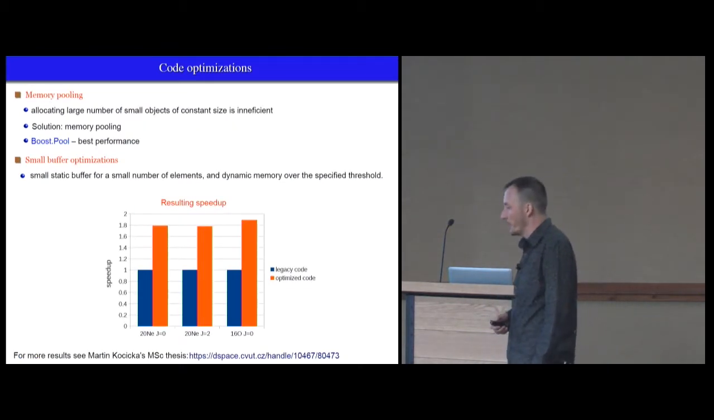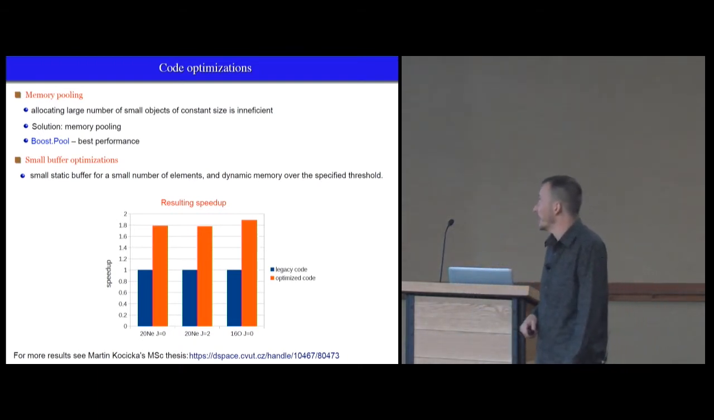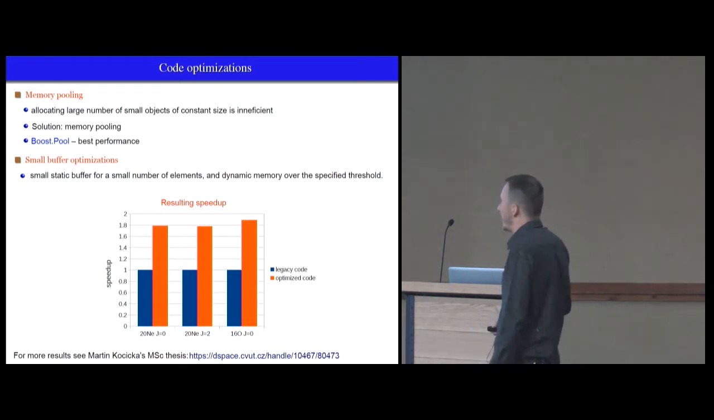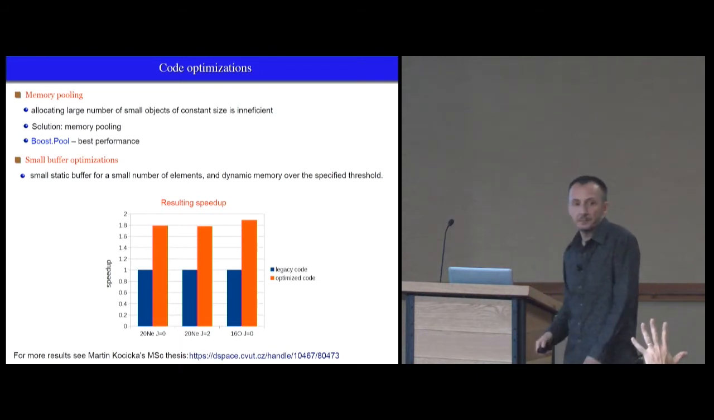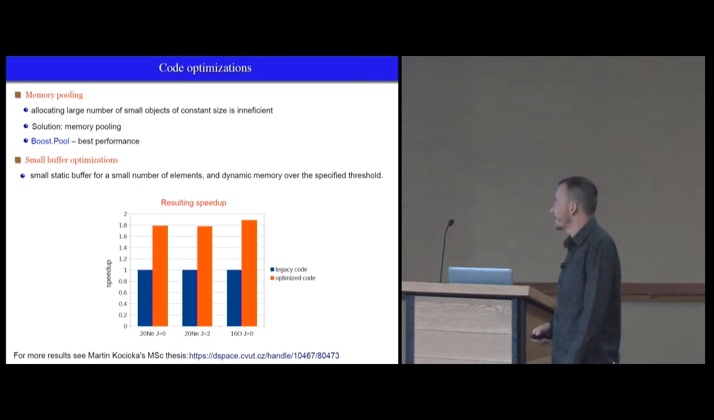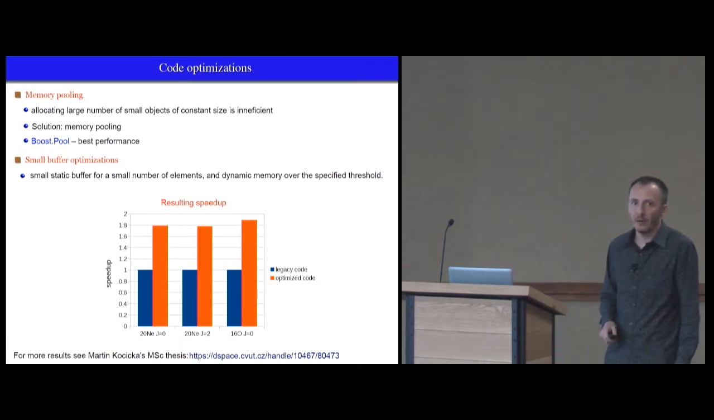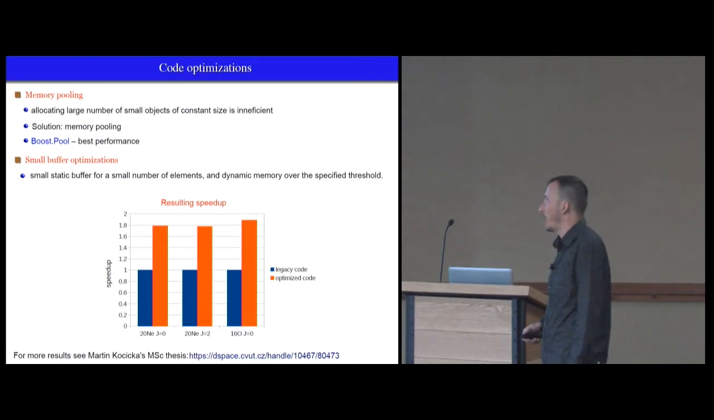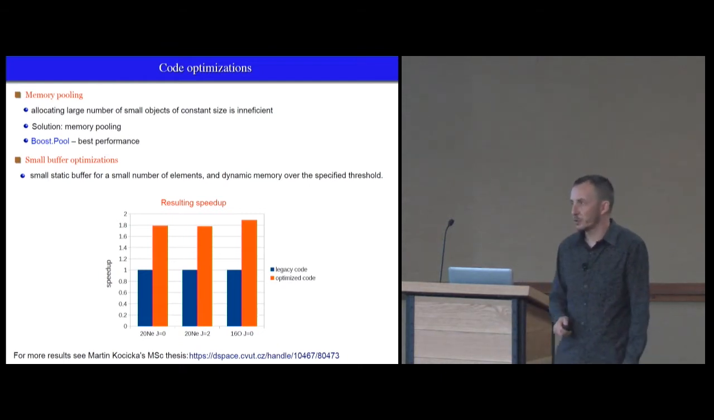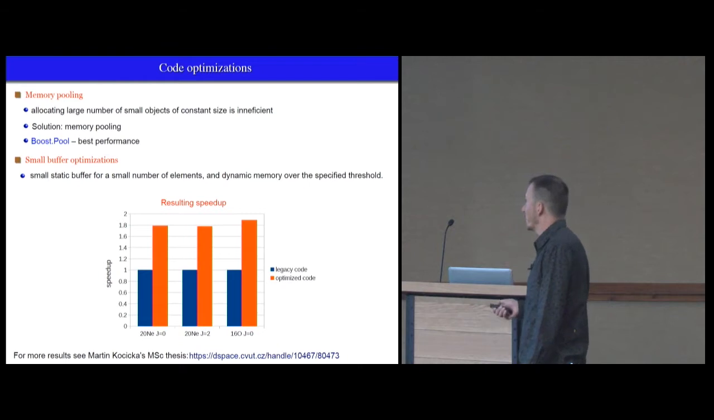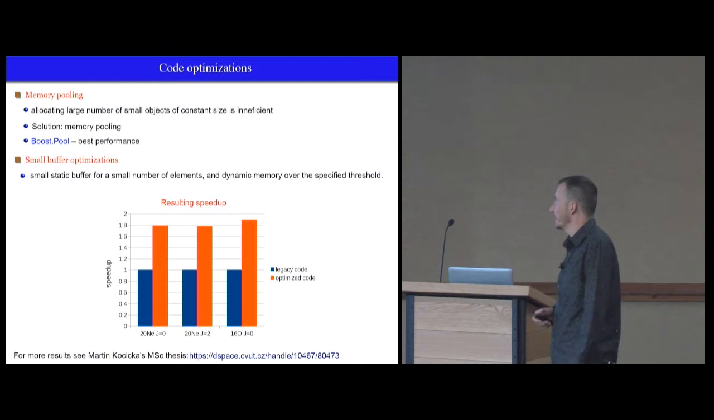We also implemented adapted memory pooling because we are allocating a large number of small objects that have a constant size, and that is also inefficient. So the solution is memory pooling, which means that we basically allocate a large block of memory, and then we do bookkeeping by ourselves. And again, we tested multiple libraries and multiple solutions and found that the best solution is actually coming from Boost library and the Boost pool class.